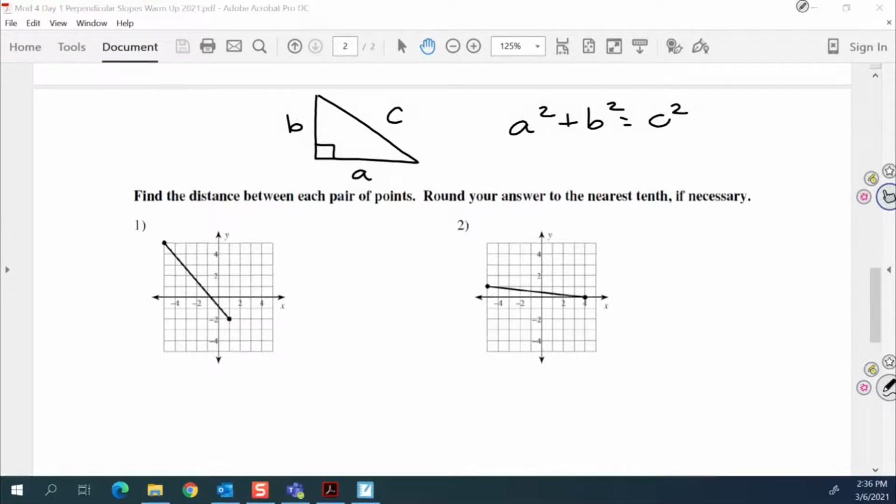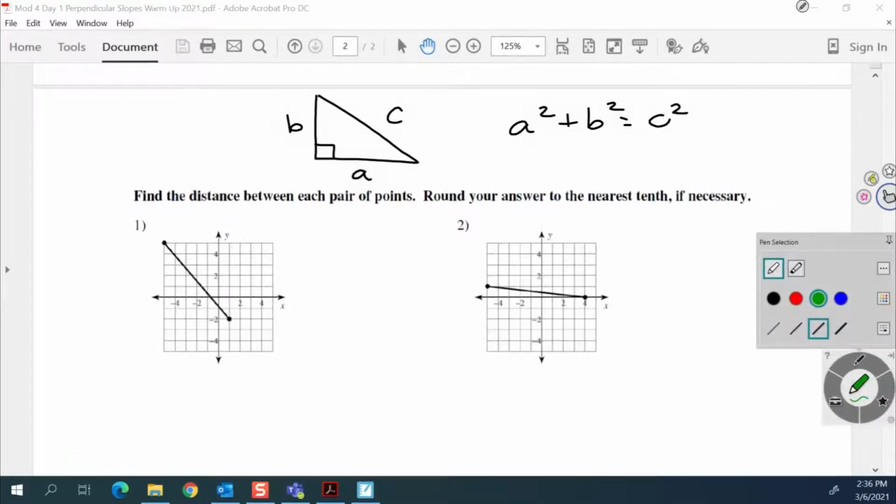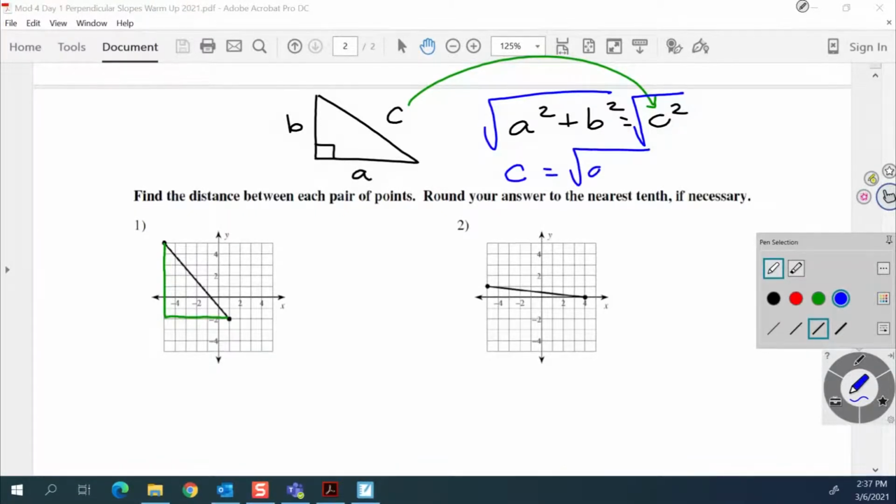Now on the coordinate plane, if I draw in a right triangle here, the side that I want to find the length of is always the hypotenuse. So what I care the most about for what I'm doing right now is the length of the hypotenuse, and that is always going to be c. So if I solve the Pythagorean theorem for c, I'll take the square root of both sides, and I find that c is the square root of a squared plus b squared.